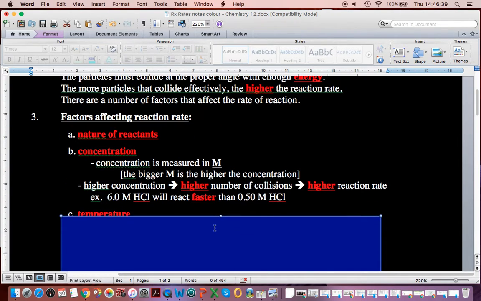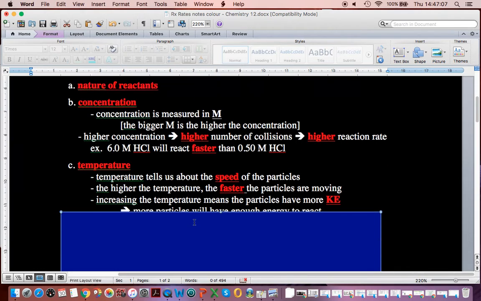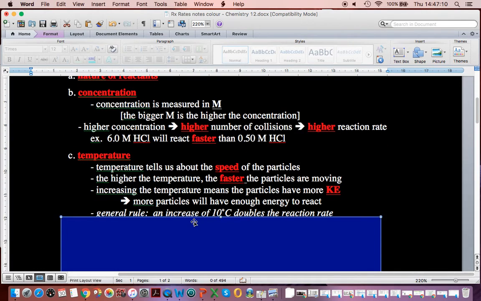Concentration. Well, you learned about molarity last year, and the more concentrated a solution is, the more particles of a certain chemical you have. And therefore, we would expect 6 molar hydrochloric acid to react faster than 5 molar hydrochloric acid with something like magnesium or zinc. Because we have more particles, we're going to have more collisions, and of those more collisions, more are likely to be effective.